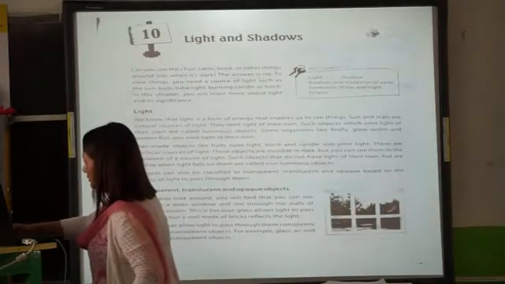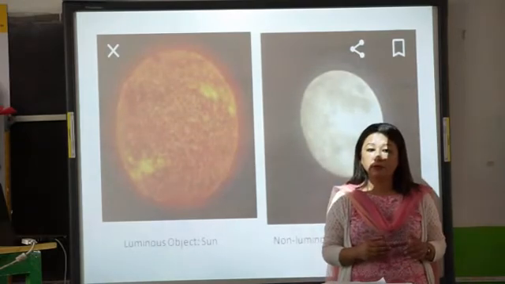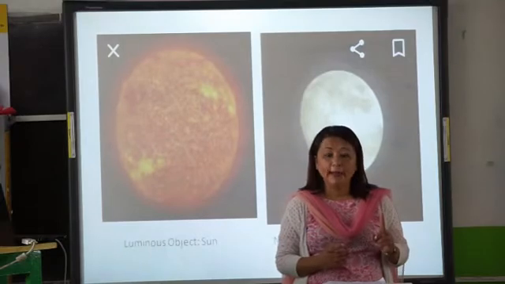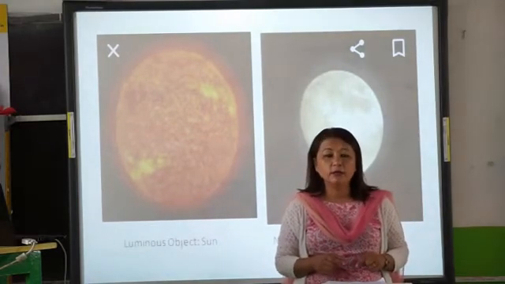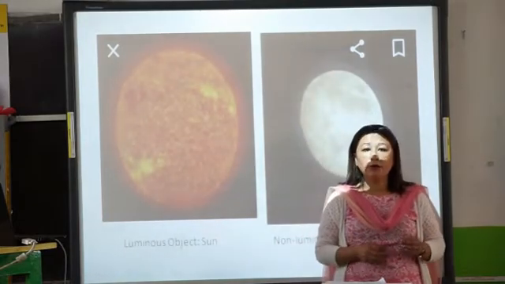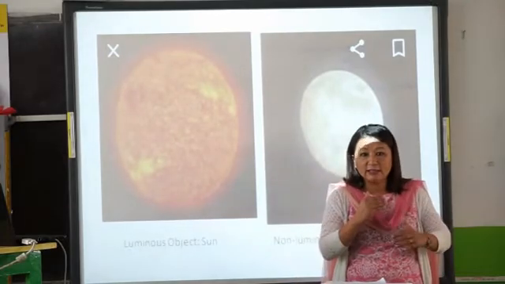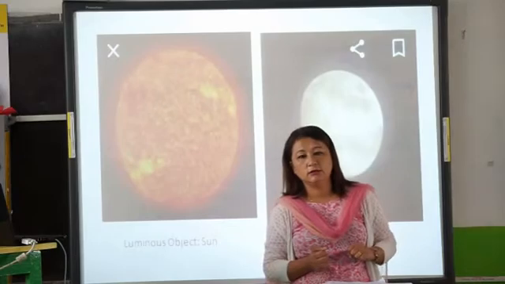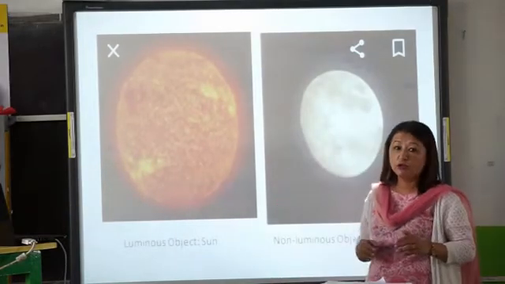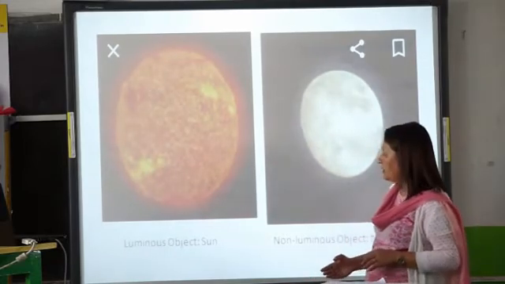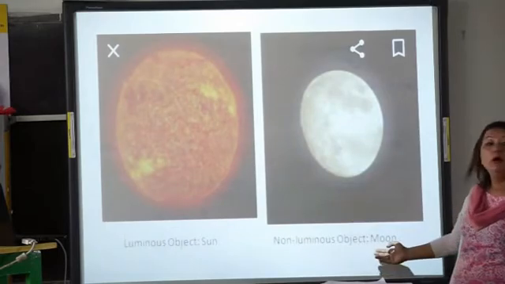Most of you say that the moon is a luminous object. But no, the moon is not a luminous object. It is a non-luminous object. Why? Because the moon does not have light of its own. It reflects light of the sun falling on it, because of which it glows at night. That's why, see the example of luminous object, we have the sun, and non-luminous object, the moon.